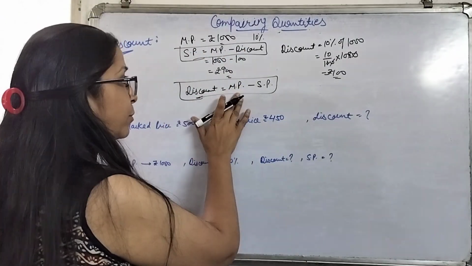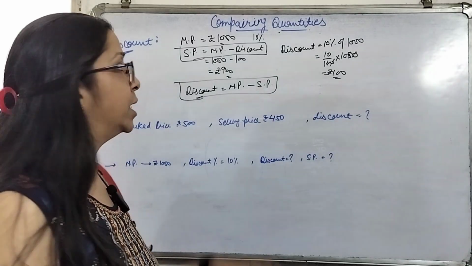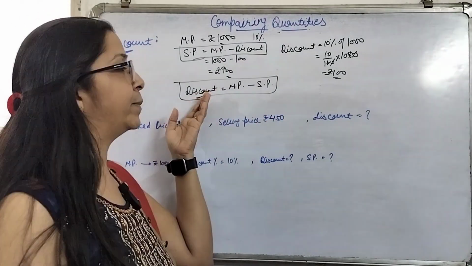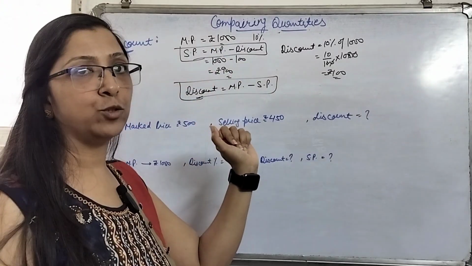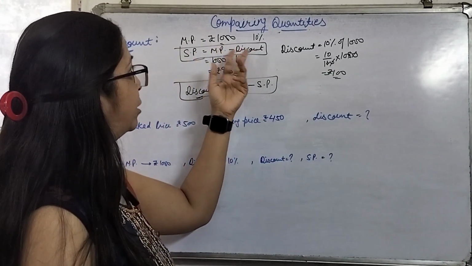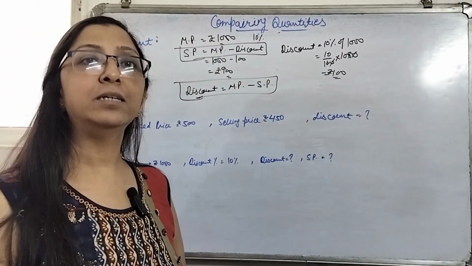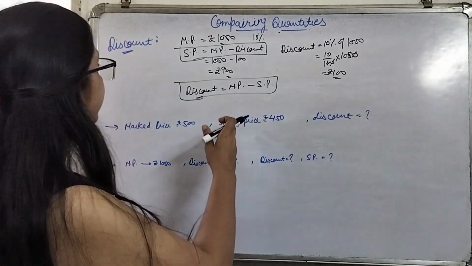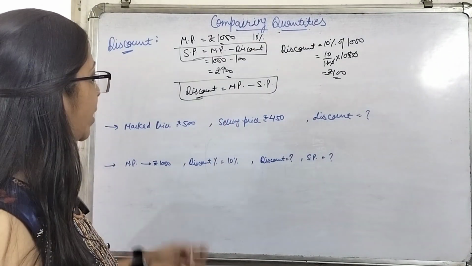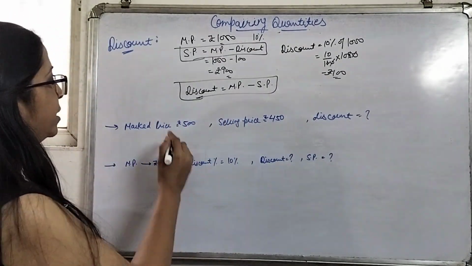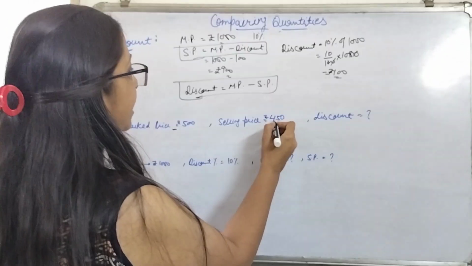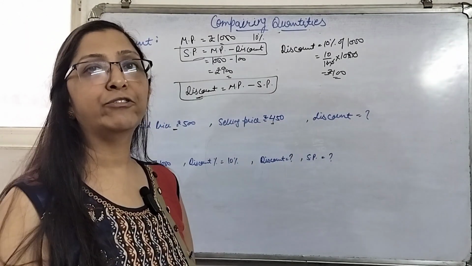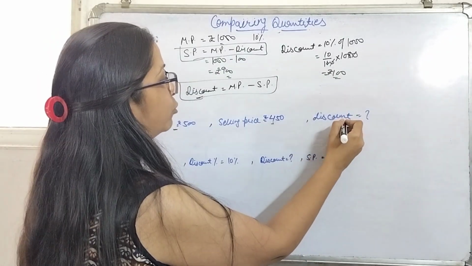If marked price and selling price are given to us, we will subtract these two and we will get the discount. And if discount and marked price are given to us, we will subtract the discount from the marked price and we will get the selling price. Now let's see which type of questions could come on this concept. Suppose marked price is given to you as 500 rupees and selling price is given to you as 450 rupees. So what will the discount be?